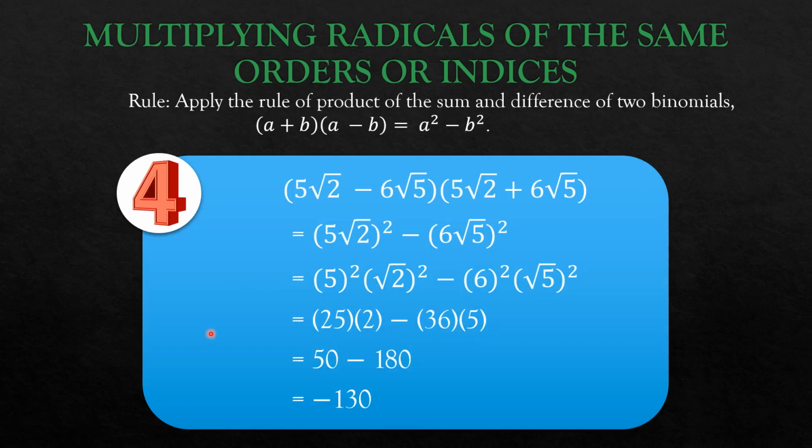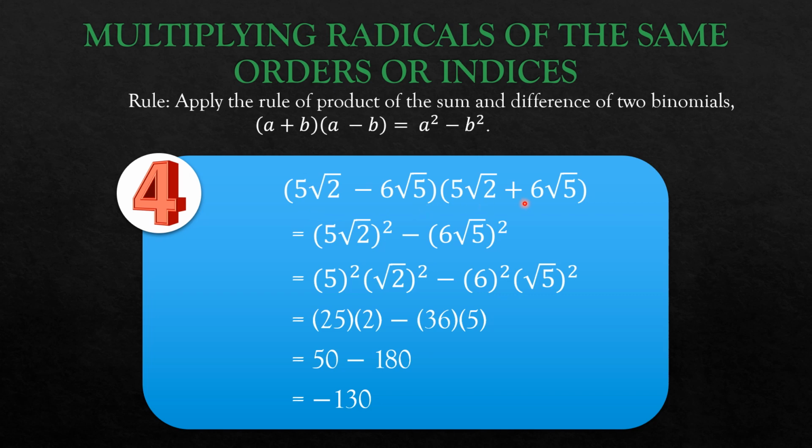Example 4. Quantity 5 square root of 2 minus 6 square root of 5 times 5 square root of 2 plus 6 square root of 5. So, ito po ay example ng sum and difference of two binomials. So, in order for us to find the product, apply the rule of product of the sum and difference of two binomials wherein quantity a plus b times a minus b is equal to a squared minus b squared.